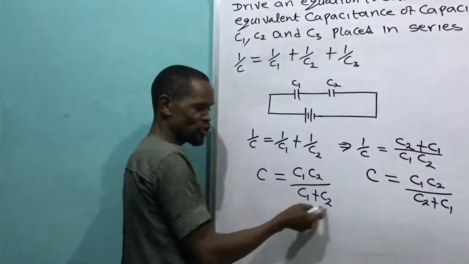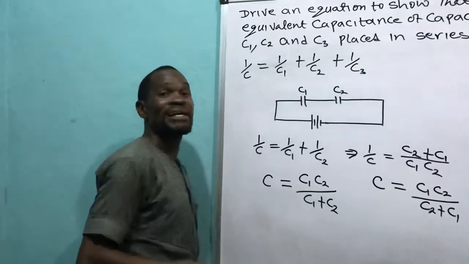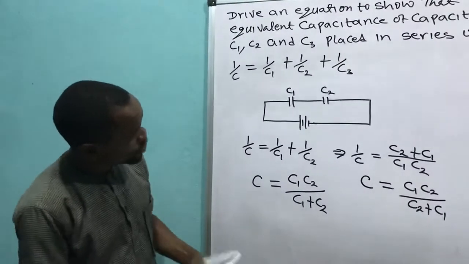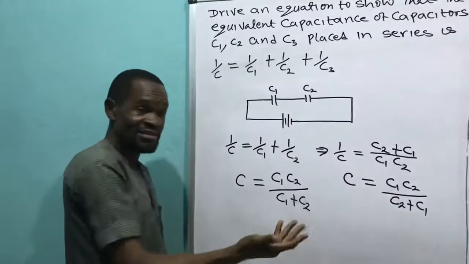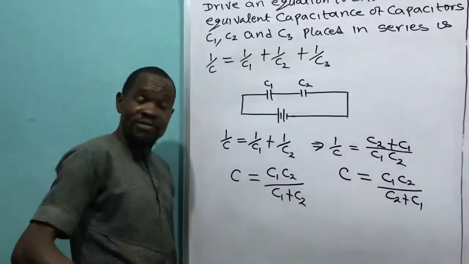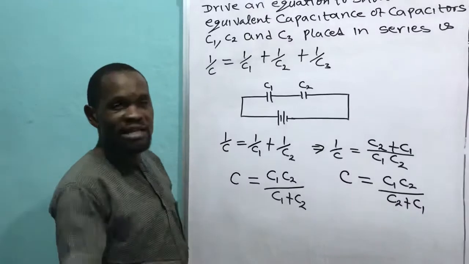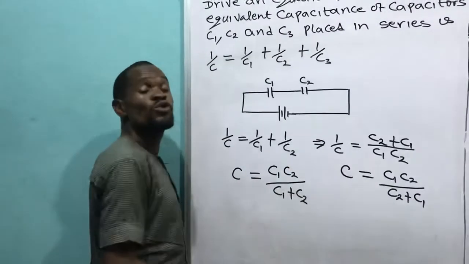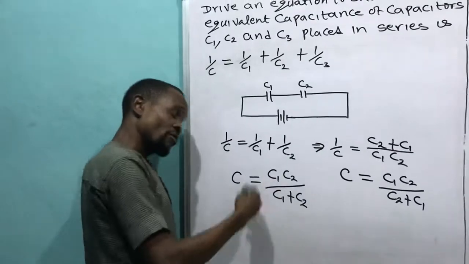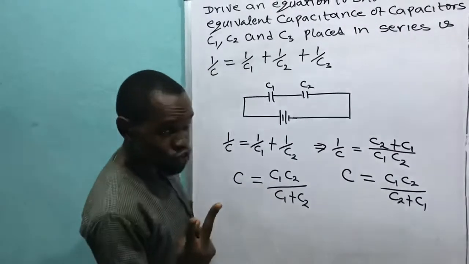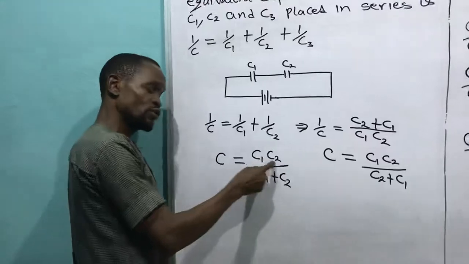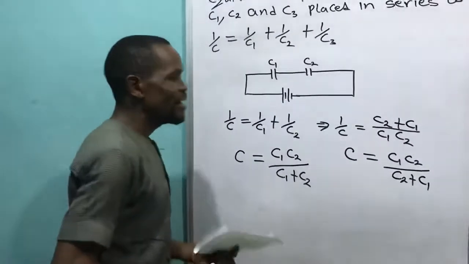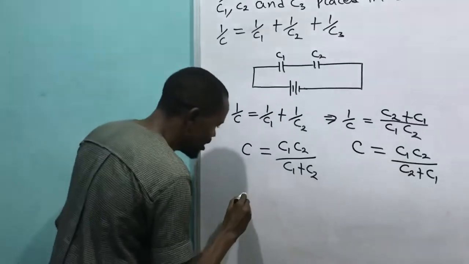Product over sum to calculate their capacitance. That means whenever two capacitors are connected in series, if I am asked to calculate their equivalent capacitance, I can simply say product of the two capacitors over the sum of the two. Product of these two of them and over what? Sum of them.